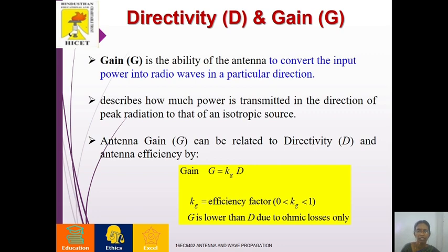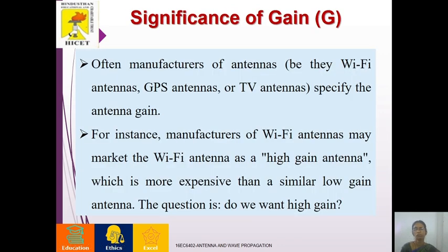Next parameter is the gain. Gain of the antenna is the ability of the antenna to convert the input power into radio waves in a particular direction. Though the directivity and the gain describe the same directional properties, the relation between the gain and the directivity is G is equal to k into D, where k is the efficiency factor of the antenna, which lies between 0 and 1. G is lower than D due to ohmic losses in the antenna, that is, I squared R loss.